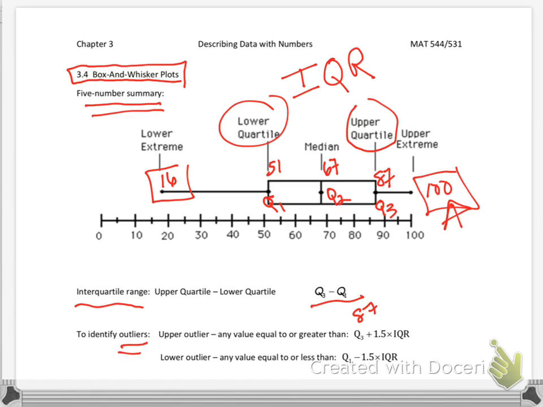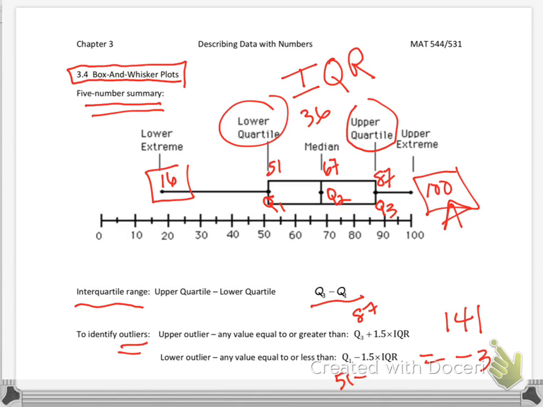You take your Q1, which is 51 in this case, and then 51 minus 1.5 times that interquartile range, which happens to be 36, by the way. If you got a number that was greater than 16, then that would mean that 16 was an outlier. Okay, we don't have an outlier in this situation, I don't believe. But check that and see whether I'm saying a true statement or not.